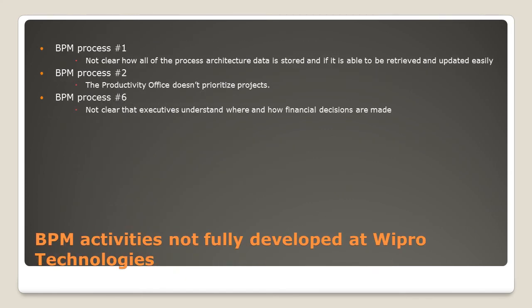Finally, let's talk about the activities that Wipro Technologies is not involved in. An example activity in Process 1 is that it is not clear how all of the process architecture data is stored and if it is able to be retrieved and updated easily in the various systems used. For Process 2, the Productivity Office does not prioritize projects. And lastly, for example activities in Process 6, it's not clear that executives understand where and how the financial decisions are made.